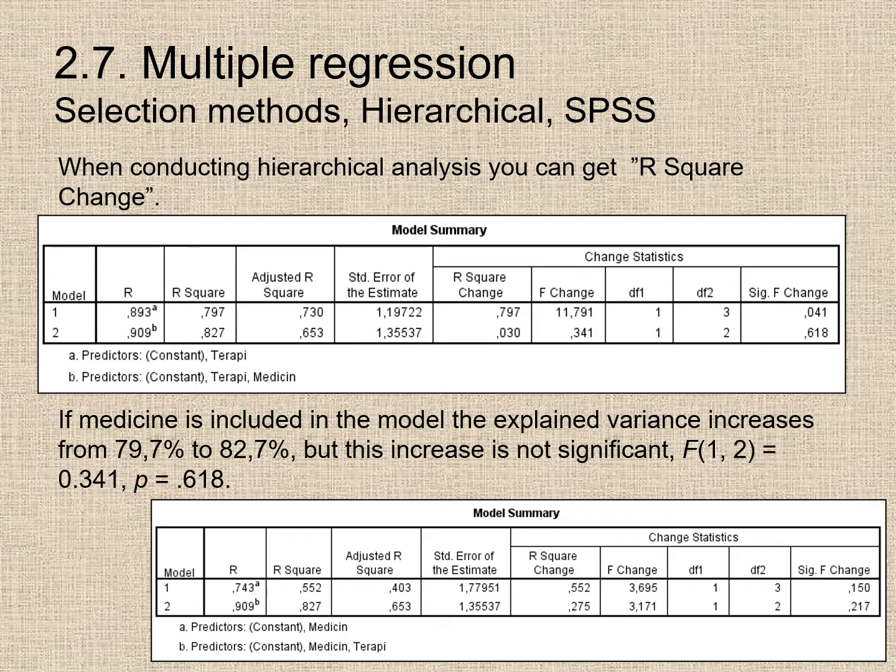If we do a stepwise, what do you think the result will be? We have only therapy. So therapy is included, and we get exactly the same values as we did before here. And excluded. Medicine is not included in the model.